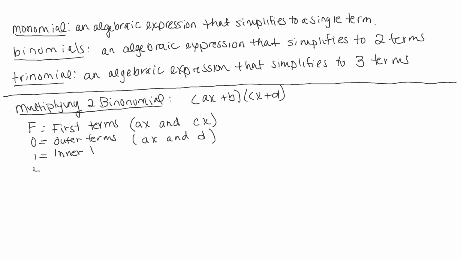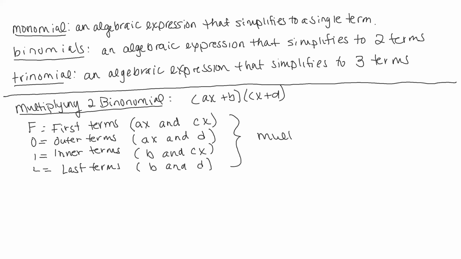Once we multiply those terms, we would then want to multiply the inner terms. So think I for inner. That would be the two terms in the center of the expression, so b and cx. And then finally, we would multiply the last terms, which represent the last terms in each expression. So this would be b and d. So what we do is we multiply in this order and then simplify when possible.